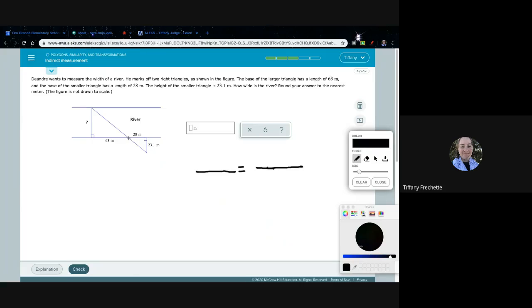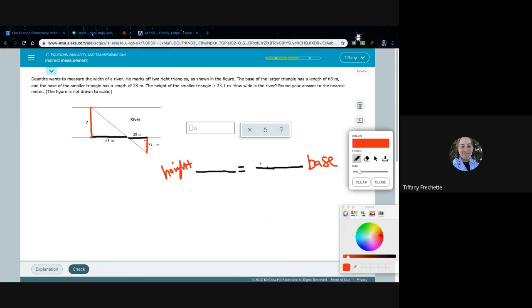So they're calling these bases. I'm going to mark these both with kind of a black line. So remember, these are the bases of the triangles. The height of the smaller triangle is 23.1. And we're going to call this one height as well, even though it's width, they're calling it height in here. So we'll call them both height. So we have height and we have base.